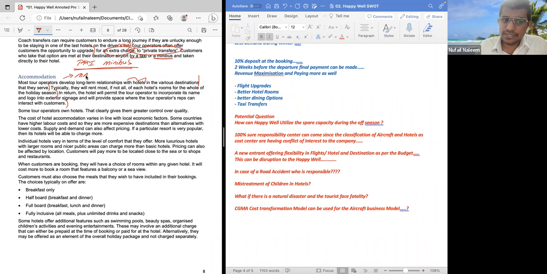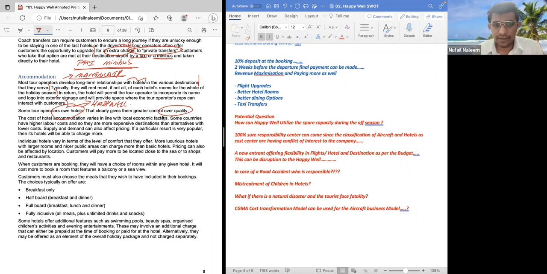This is like Mango's Air. Now, if you see, Mango's Air does this, correct, students, if I'm not mistaken. They have a very strong relationship with these tour operators. Some tour operators own hotels, that is our company. If I'm not mistaken, Happywell, this is our company. We generally own hotels. This clearly gives us greater control over the quality.